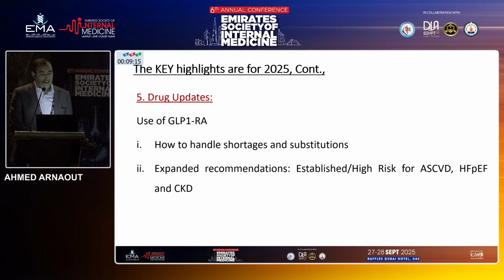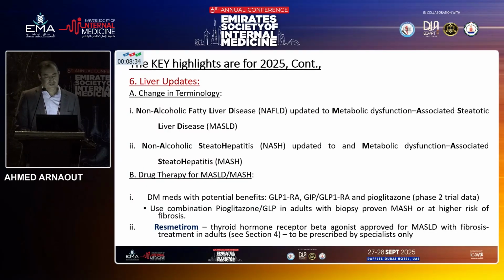Also continuing in the 2025 update for the medications, GLP-1 receptor agonists still have a big role in the management of diabetes. And we know that 2 or 3 years ago we suffered from some shortage in the supplementation of the GLP-1 receptor agonists. So they were dealing with how to handle this shortage and what the alternatives are. Of course, there is still an expanding role for the GLP-1 receptor agonist regarding established atherosclerotic cardiovascular disease patients, heart failure with preserved ejection fraction, and chronic kidney disease.